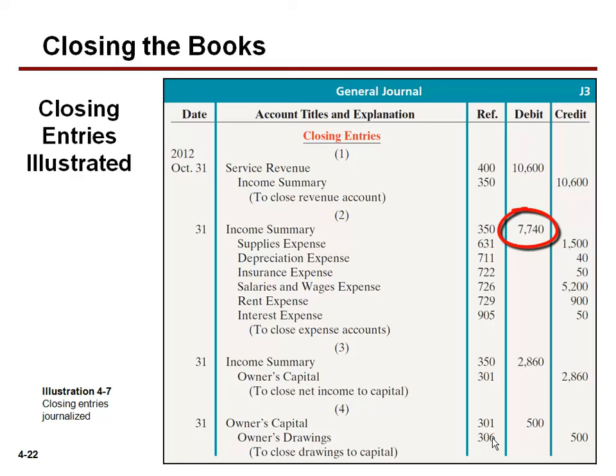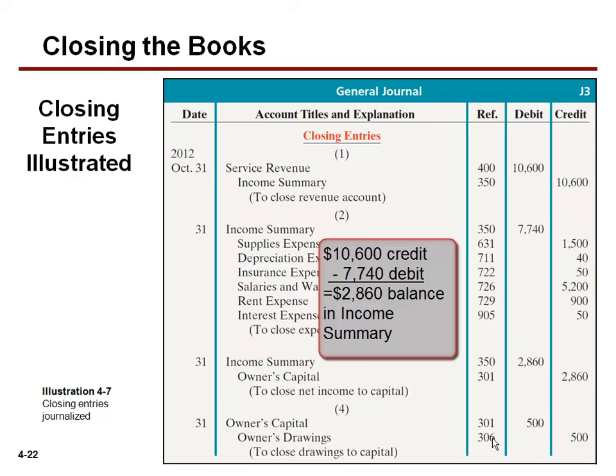At this point, the balance in our income summary account is the difference between $10,600 credit in the first entry and $7,740 debit in the second entry. That difference, or balance in income summary at this point, $2,860, equals our net income for the year.